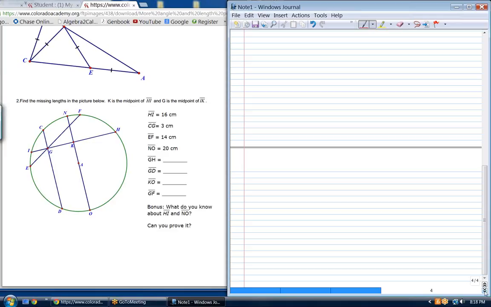So this was like power of the point or something like that? G is the midpoint of IK? I guess they didn't draw it to scale, because G sure doesn't look like the midpoint of IK. But okay, I believe them. All right, so let's see. Why don't I draw this? Not that hard to draw. Well, that way we'll be able to fill in stuff.